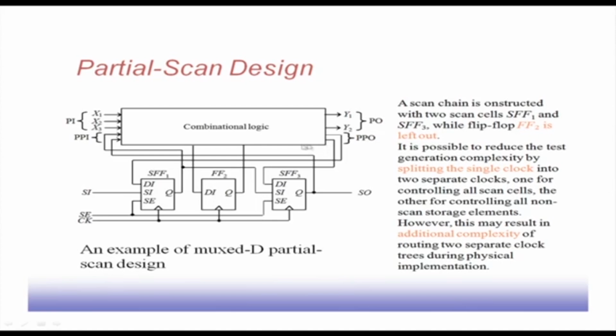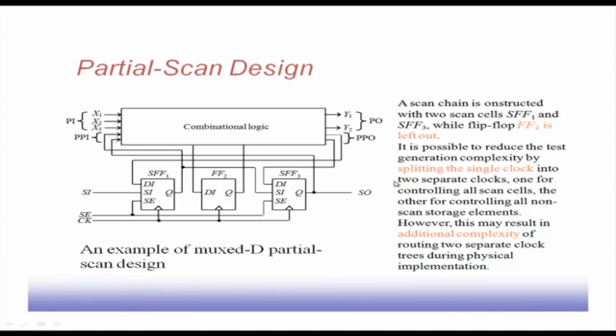The flip flops SFF1 and SFF3 are the scan flip flops. They are connected in a chain from SI to Q of the first flip flop, to the SI of the third flip flop, and then from its Q to SO. That is possible, but flip flop 2 is left out. It is possible to reduce test generation complexity by splitting the single clock into 2 separate clocks, one for controlling all scan cells, the other for controlling all non-scan storage elements.